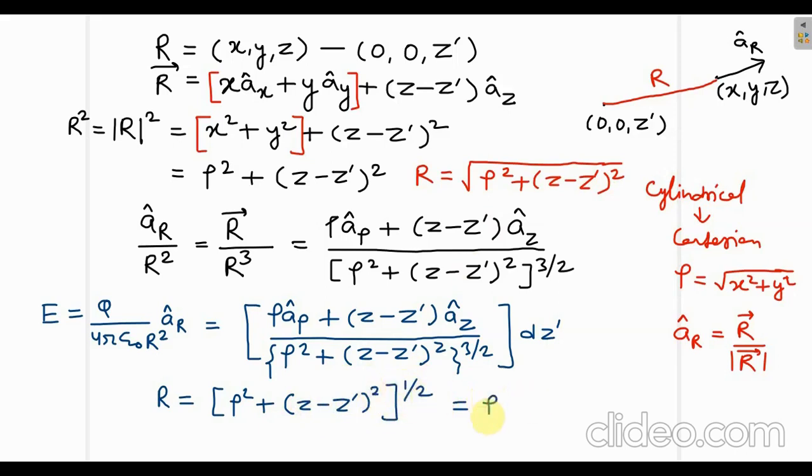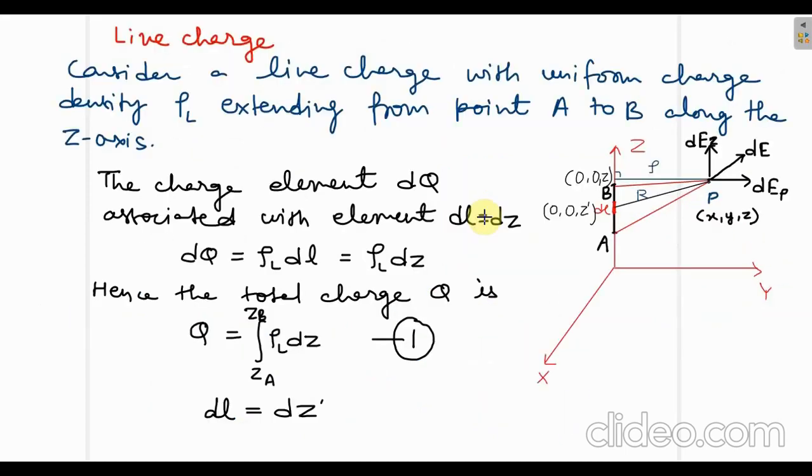rho sec alpha. Now how am I writing this? Please see this diagram. If we mark an angle, let this angle be alpha 1. The angle made between this rho vector and R vector is alpha, and the angle made between this line and rho is alpha 2.